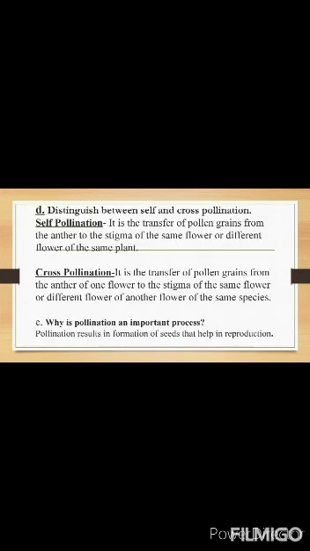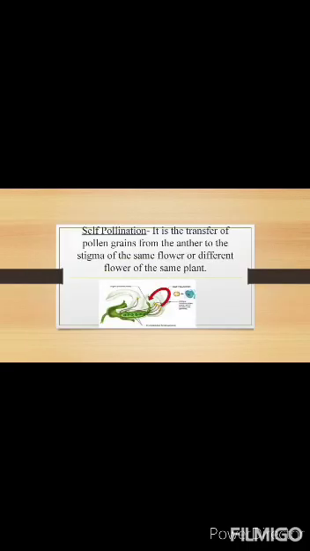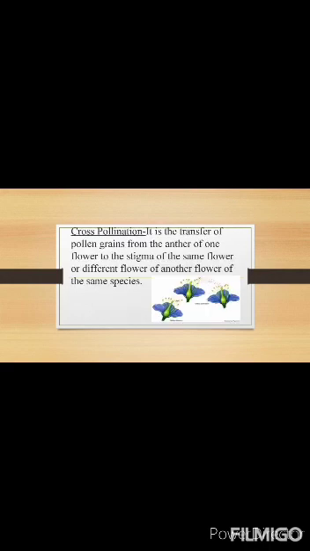Next one, distinguish between self and cross-pollination. Self-pollination. It is the transfer of pollen grains from the anther to the stigma of the same flower or a different flower of the same plant. Cross-pollination. It is the transfer of pollen grains from the anther of one flower to the stigma of another flower of the same species.